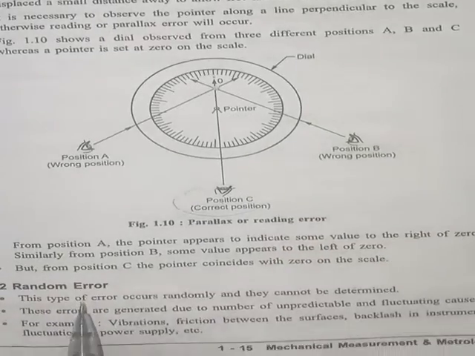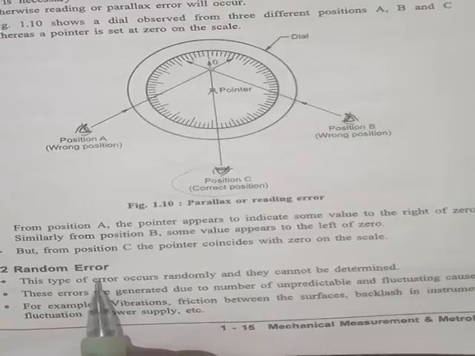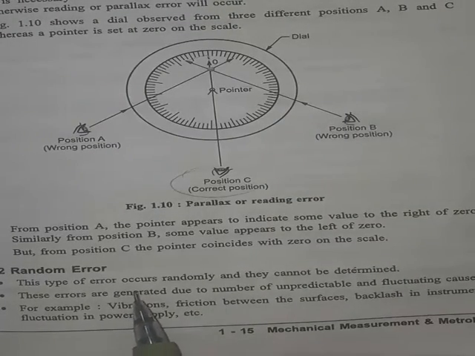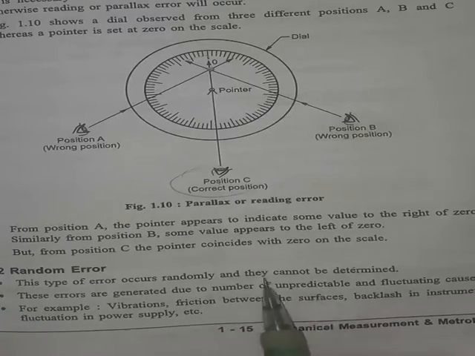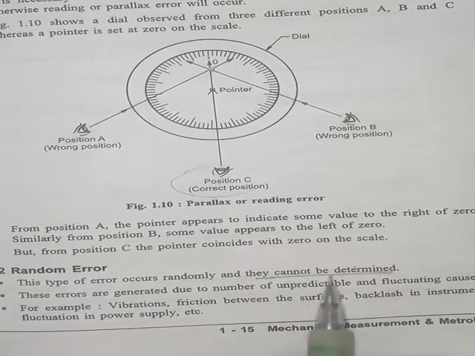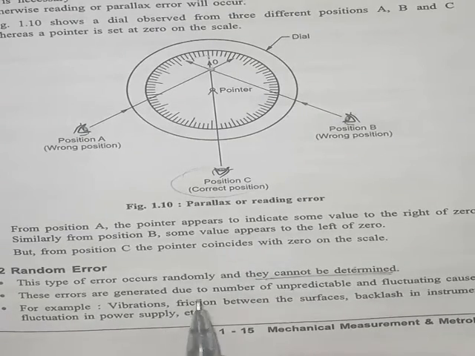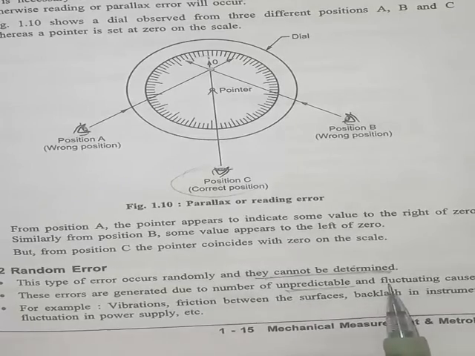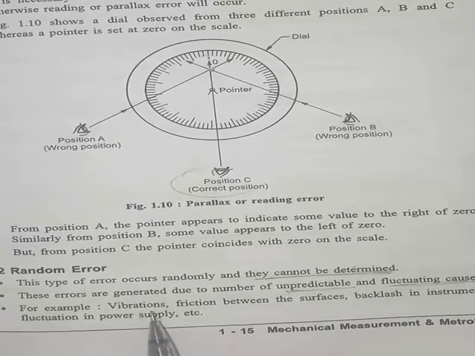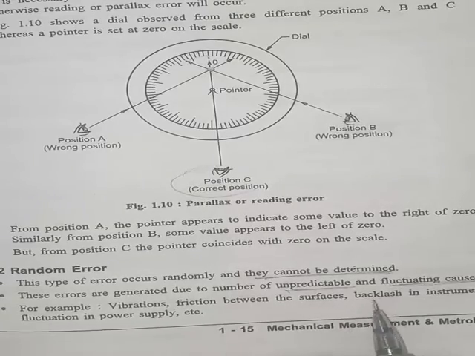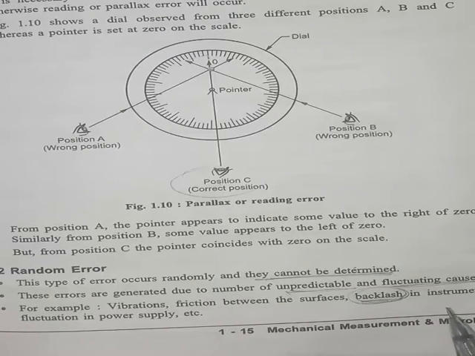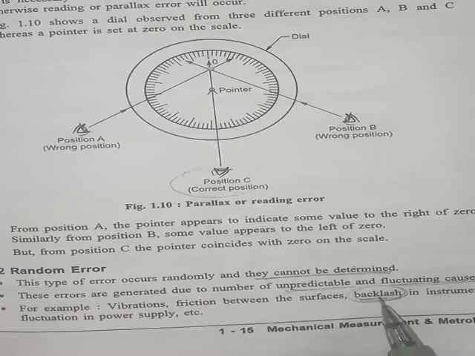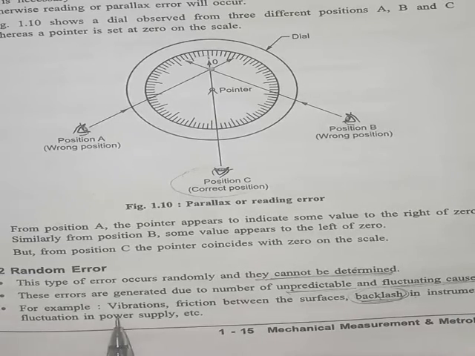Then random error. The last one is the random error. It is a very important thing. This type of error occurs randomly and cannot be determined. As I told you, it is uncontrollable, so we cannot determine it. These errors are generated due to a number of unpredictable and fluctuating causes, for example, vibration, friction between the surfaces, backlash. Backlash means play in the instrument, or we can say some clearance in the instrument. It is called backlash in the instrument. Fluctuation in power supply. So these are the reasons for the random error.